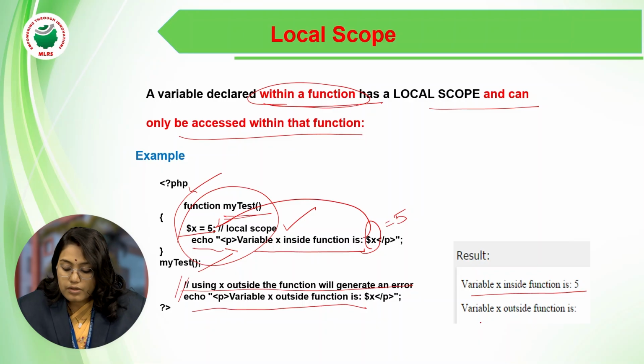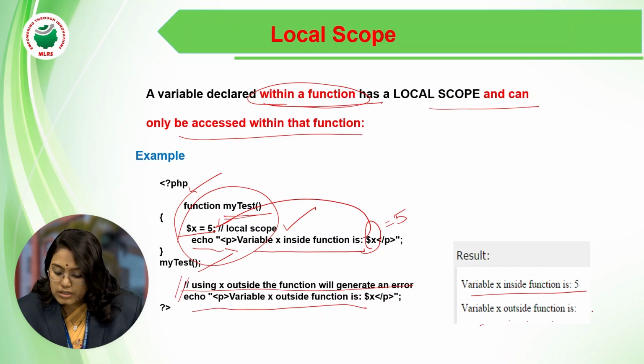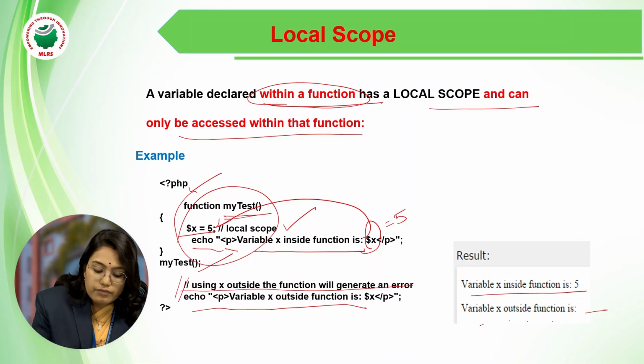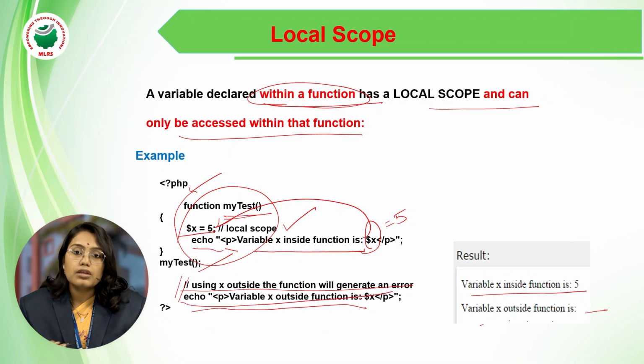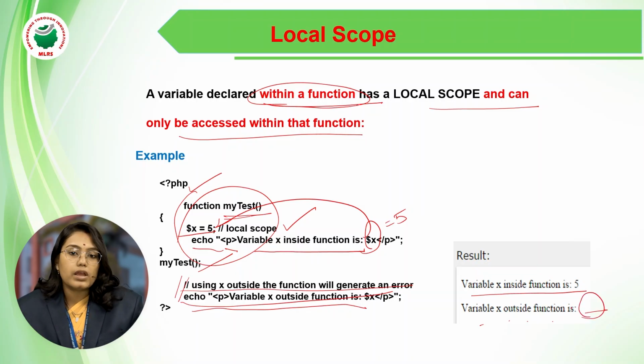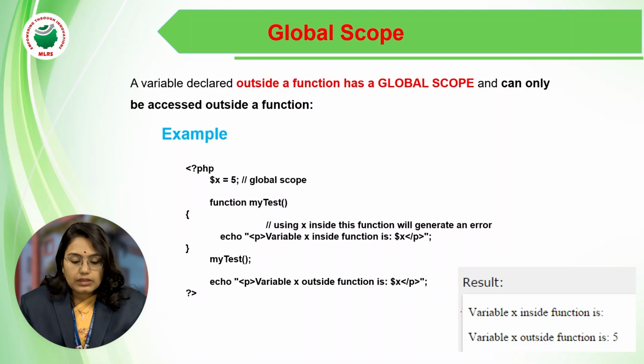Now coming to here, variable x outside the function is nothing, because we declared it inside the function. If we access a variable outside the function that was declared inside it, it gives an error. So that's why it doesn't give any value for x. It is given as empty.